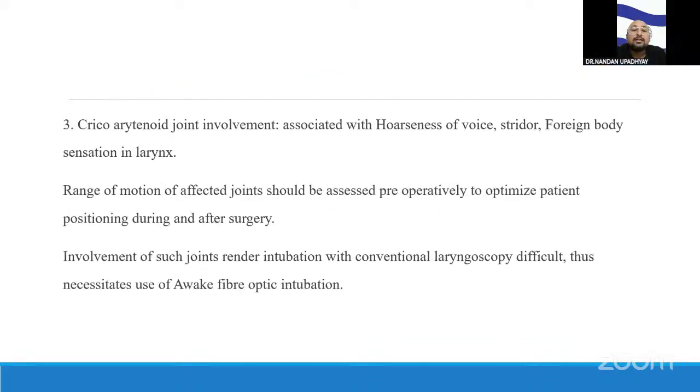Okay. Is this patient having any extra-articular manifestations of rheumatoid arthritis?